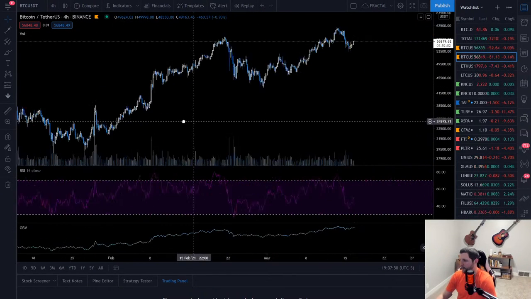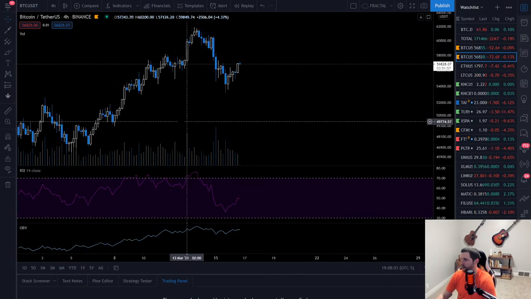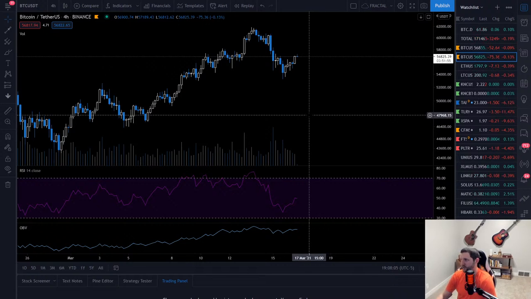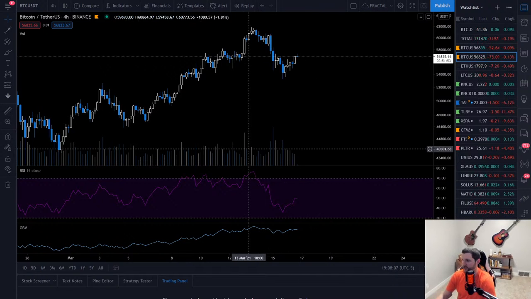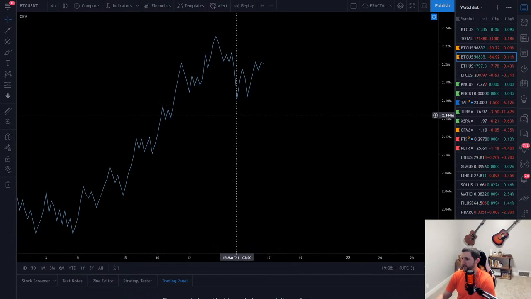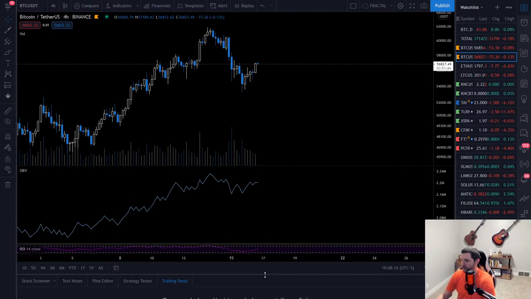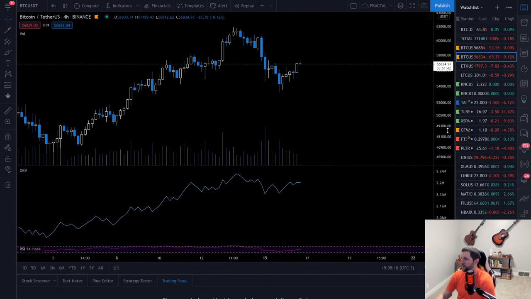All right. And nothing's ever perfect. So we have to take things with a grain of salt sometimes and use multiple forms of analysis to really understand what is going on. Now, here, I actually see a really nice bullish divergence on OBV, on balance volume.